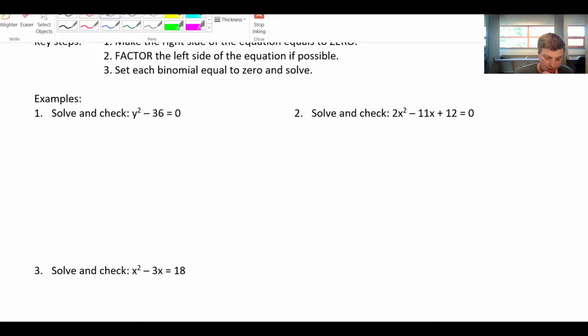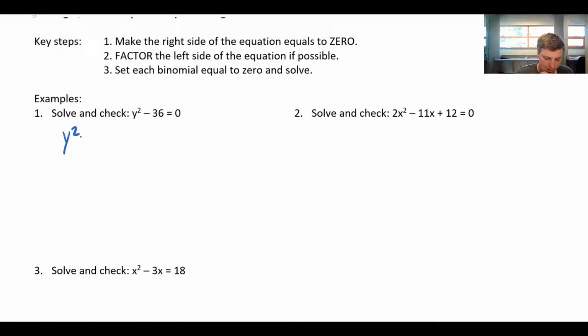So our first one, we've got y squared minus 36 equals 0. Well, this is actually a special case, because this is something called difference of squares. We've seen this before. y squared is a square, and 36 is a square, and we're subtracting them. I remember that in this special case, this factors into y plus 6 and y minus 6, and so that is equal to 0. So now I've factored it out.